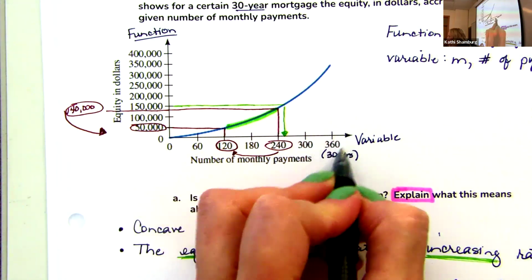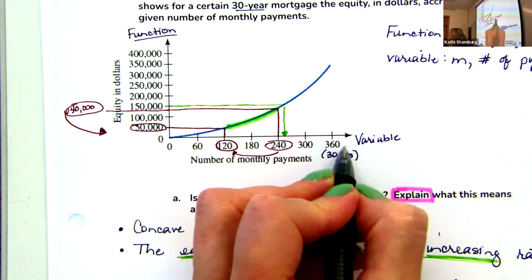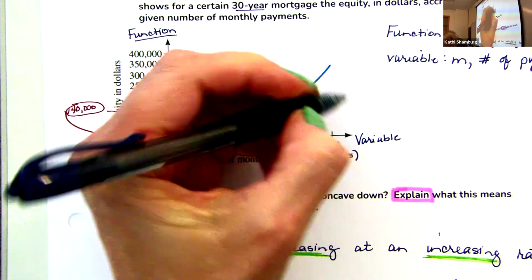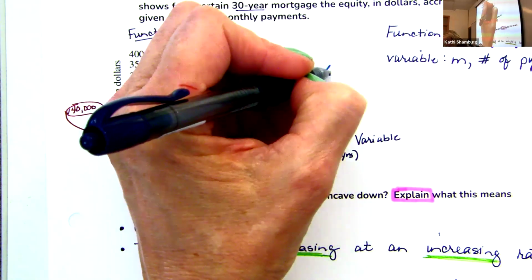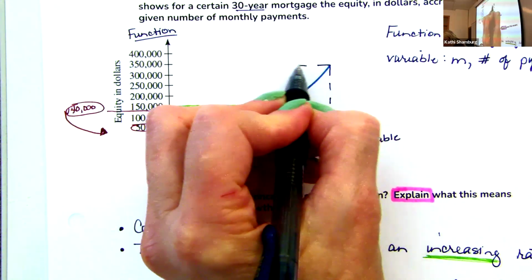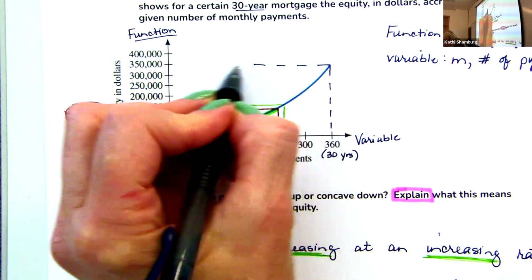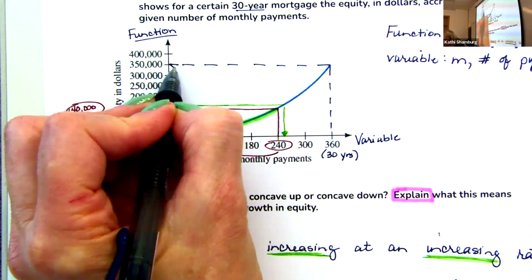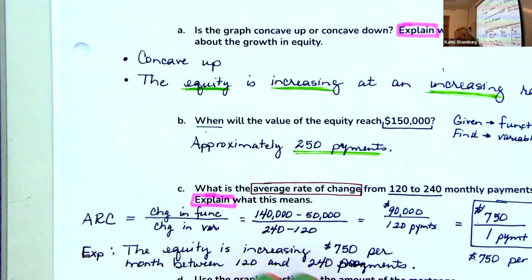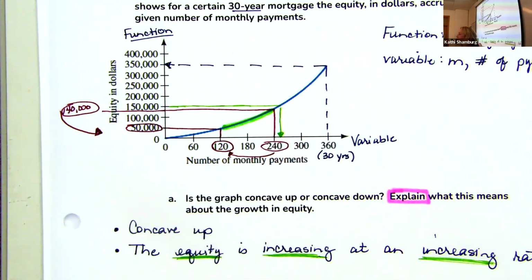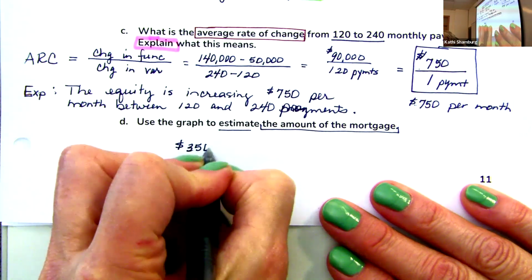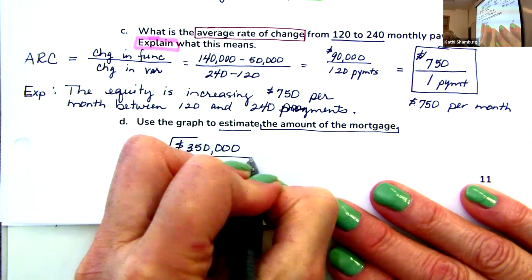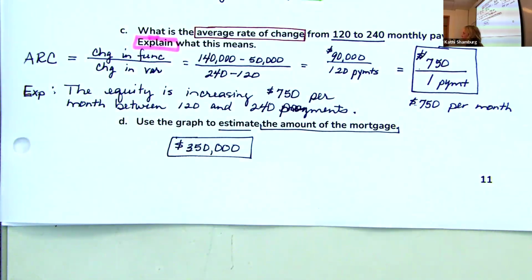Here's 30 years, right? So this is my last payment, correct? So at 360 months, I make my last payment. So now I basically own the home, which is full equity. So what would you tell me that the amount of the mortgage was? $350,000. Right?